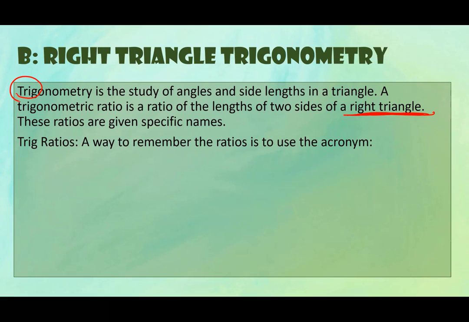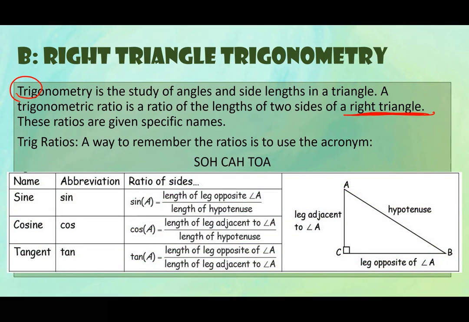So, trig ratios, and a way to remember the ratios is using the acronym SOHCAHTOA. I'm sure you've heard this one before as well. SOHCAHTOA uses sine, cosine, and tangent and their ratios of the sides. The first one is sine, spelled S-I-N-E, but we abbreviate it as S-I-N, which we pronounce sine. Sine of A, this angle here, is the length of the opposite side over the length of the hypotenuse, or opposite over hypotenuse, which is where you get your SO from.